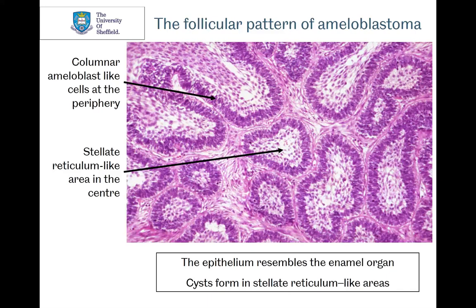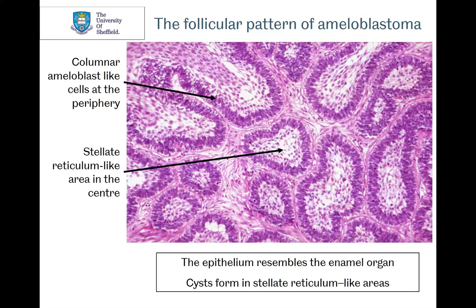And I know this takes you all the way back into the earlier part of the course when we were thinking about tooth development and the formation of the tooth bud and the ameloblasts around the outside and stellate reticulum in the middle. And what ameloblastoma does is, to an extent, recapitulate that. There are columnar ameloblast-like cells around the periphery of the islands of the tumour, and then in the centre it's much less cellular and it is more like stellate reticulum, which we see in the developing enamel organ.